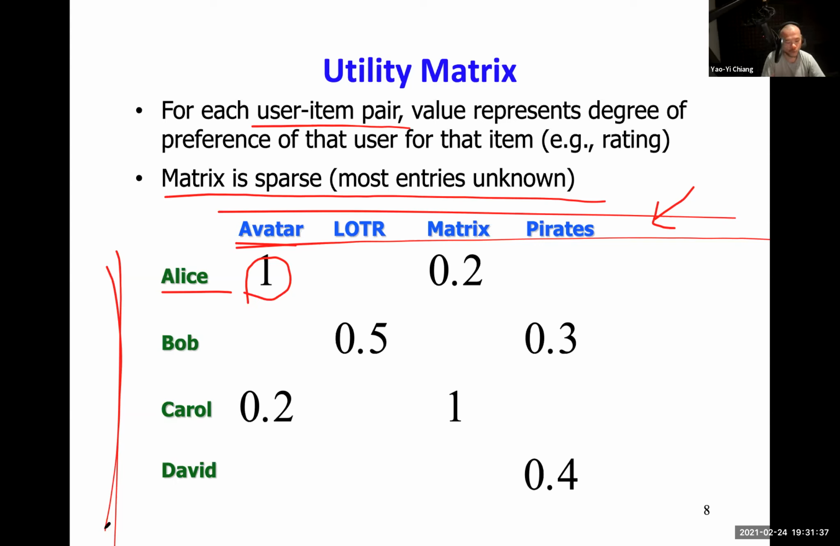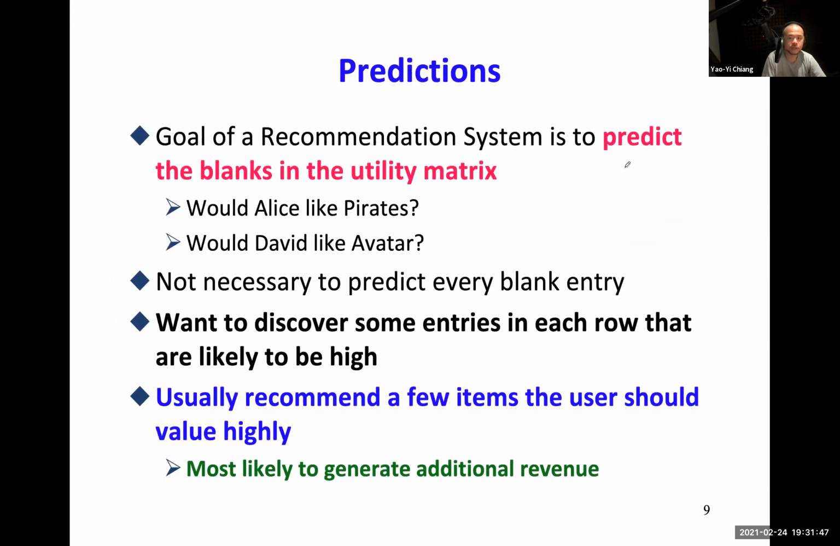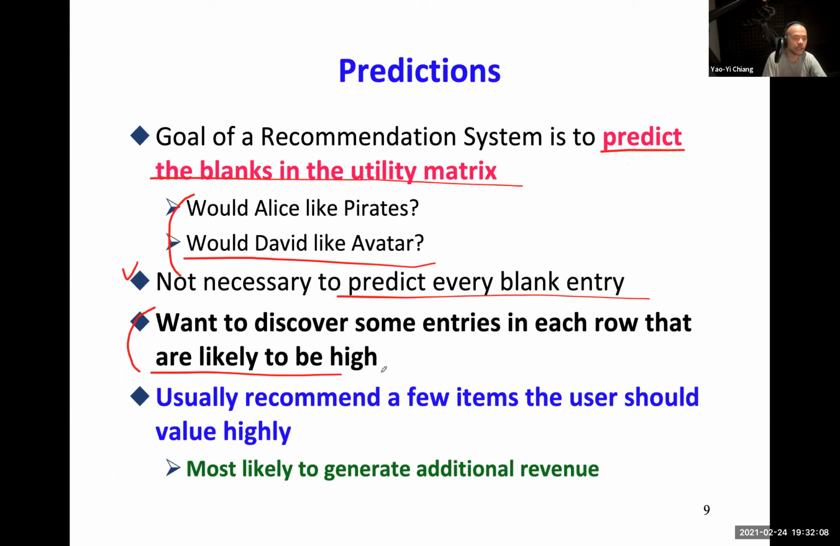Well, you can ask yourself, when was the last time you rated an app in the App Store? It will keep bugging you, asking you to rate it, but you probably always click no. So the goal for a recommendation system is to predict the blanks in the utility matrix. It will be able to tell us if Alice would like Pirates, or would David like Avatar. But the goal, again, is not to predict every blank entry. We only want to discover some entries in each row that are likely to be high. Okay, we only want to identify the high ones.